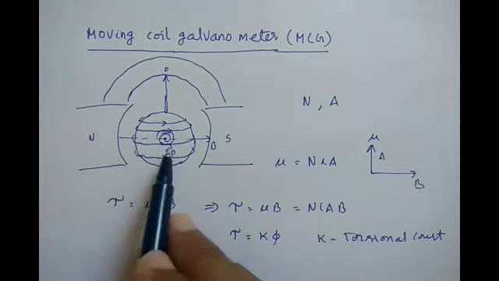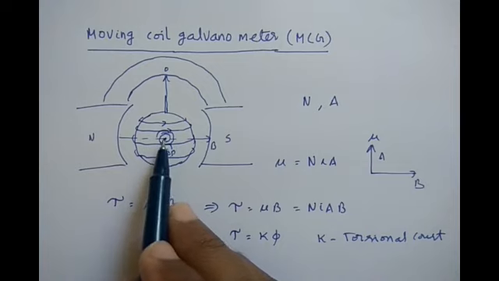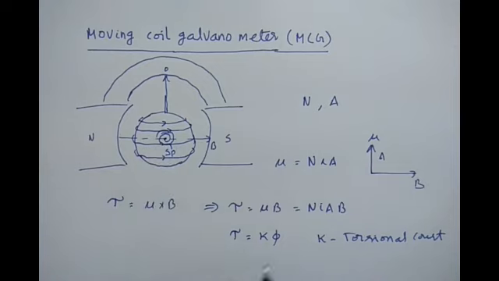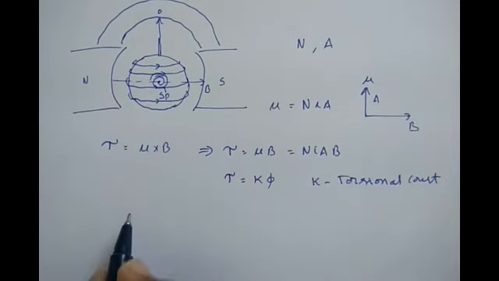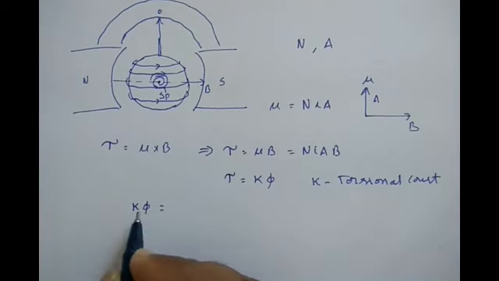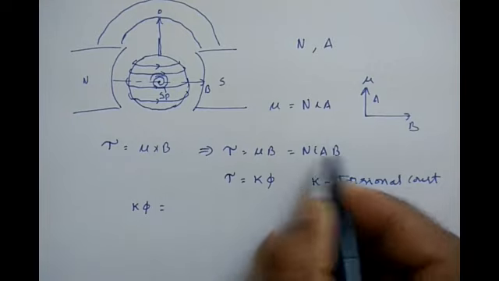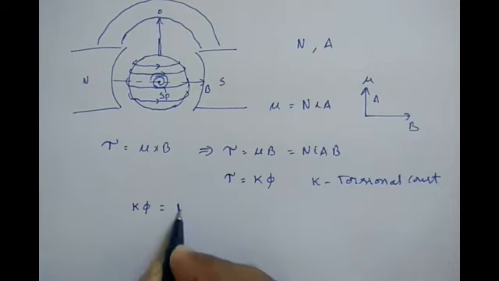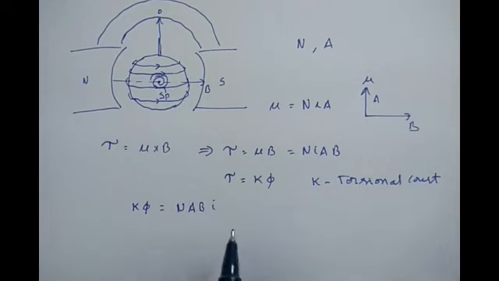Whenever the torque rotates the coil, the spring immediately gets twisted, and that twisted spring gives an anti-torque whose magnitude is equal to Kφ. Your coil reaches equilibrium whenever the torque by the magnetic field is balanced by the torque by the spring. So when that happens, you get Kφ, the torque given by the spring, equal to the torque due to the magnetic field, NABI.